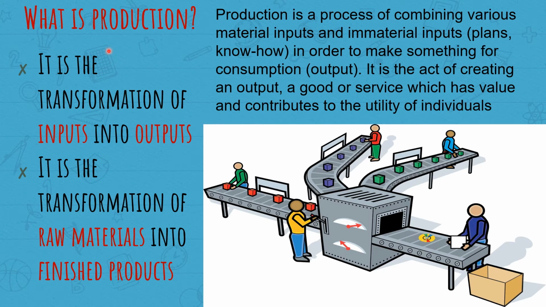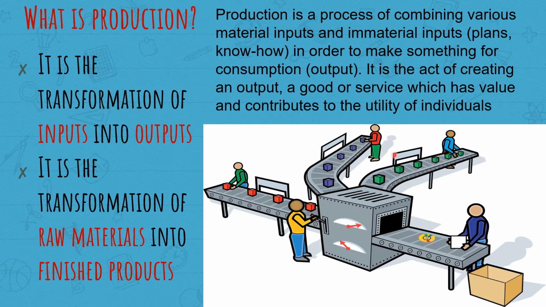Now we need to define this economic activity called production. What is production? It is the transformation of inputs into outputs. It is a transformation of raw materials into finished products. So you see here in the picture, we have some labor on the production line or the assembly line. You see various inputs being injected into the process of production. There is some technical know-how, some immaterial inputs being used in the process of production, and what we get finally is the output or the product.